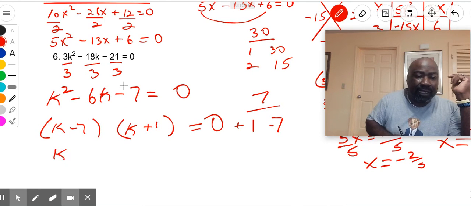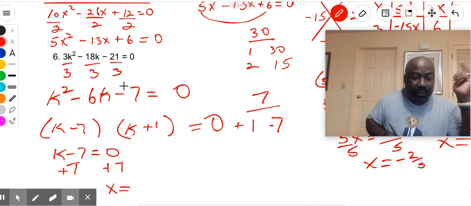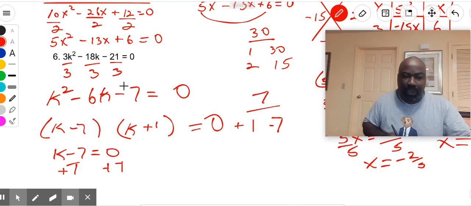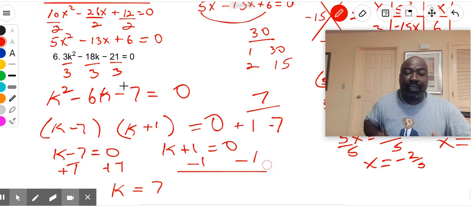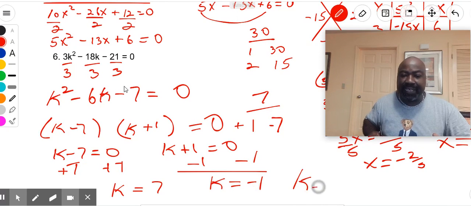So when we put this back, k minus 7 is equal to 0. We add 7 to both sides. K right here is not x. X always shows up, but we have x, k, j. Okay, so k is equal to 7. And we have k plus 1 equals 0. Minus 1. K right here is equal to negative 1. So therefore, k is negative 1 and 7.